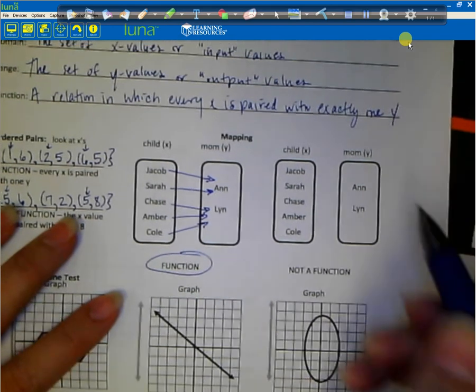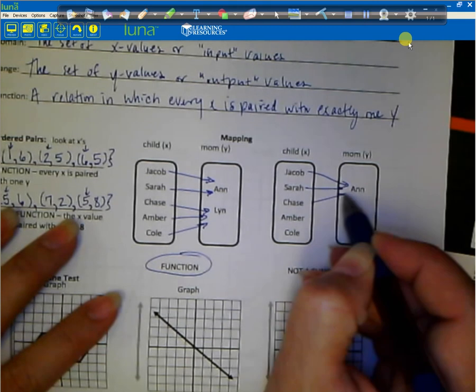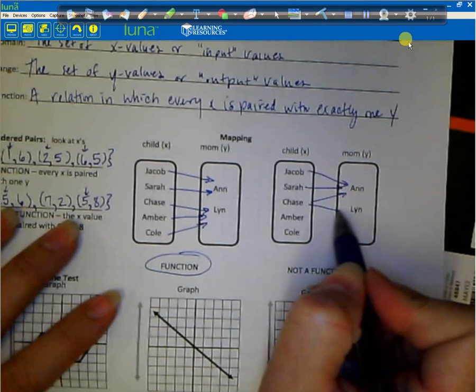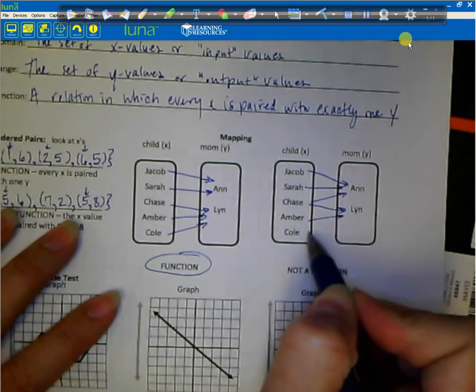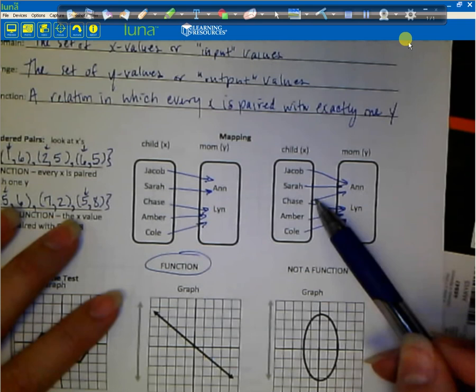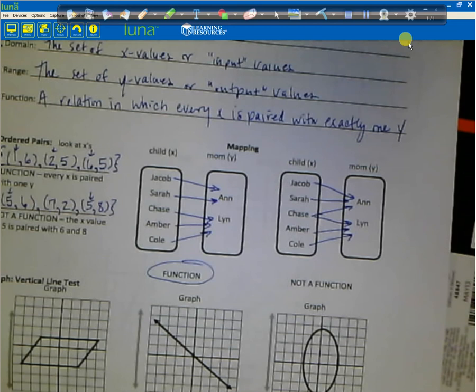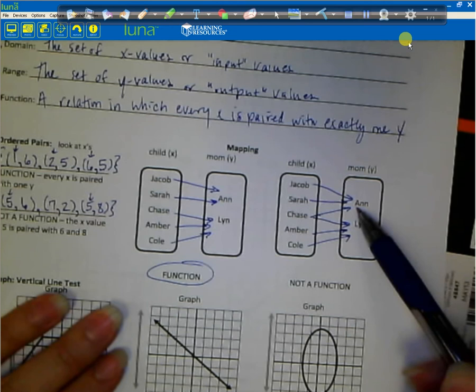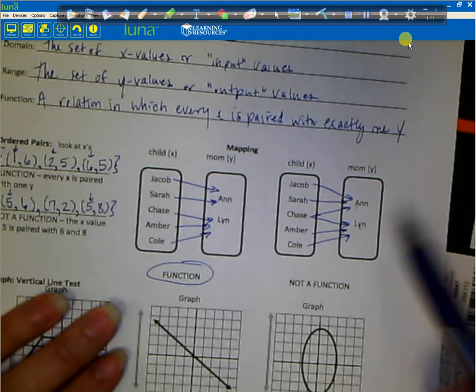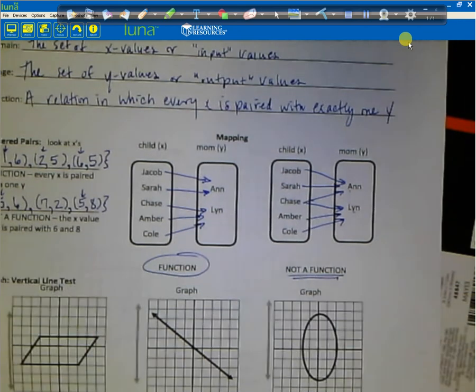Now look at this example. Draw an arrow from Jacob, Sarah, and Chase to Ann. Now draw an arrow from Chase, Amber, and Cole to Lynn. The problem with this scenario is that Chase has two birth mothers. I'm not debating that you can't have two moms. I'm debating that you can't be born from two different women. Chase cannot be born from Ann and also from Lynn. So this is not a function. You cannot have two birth mothers.